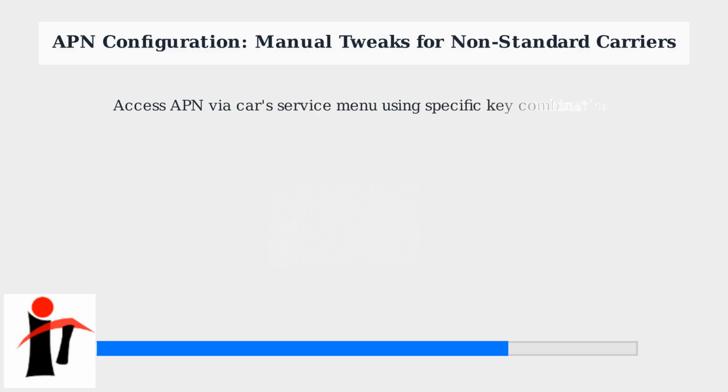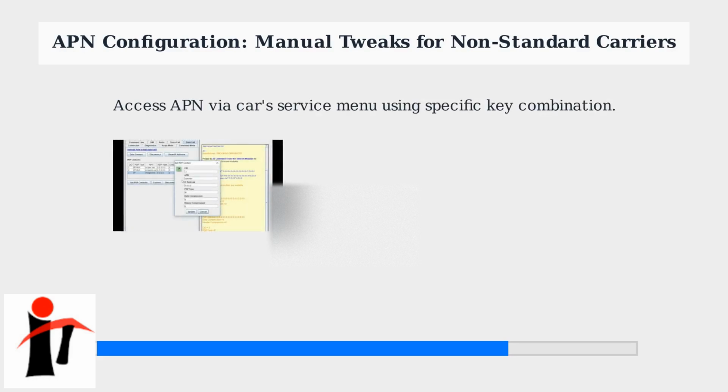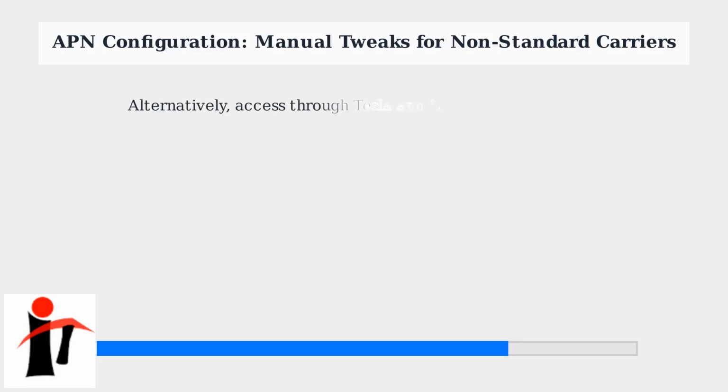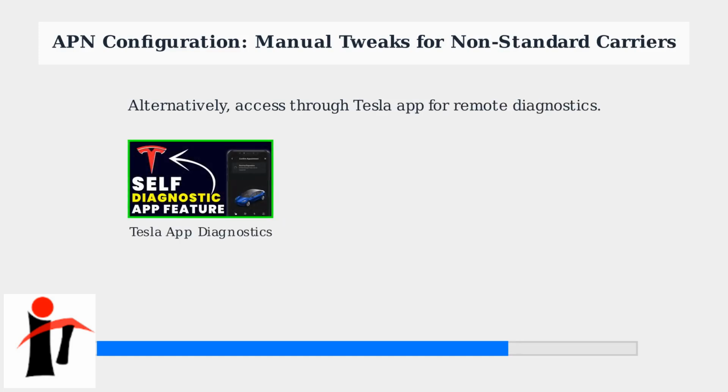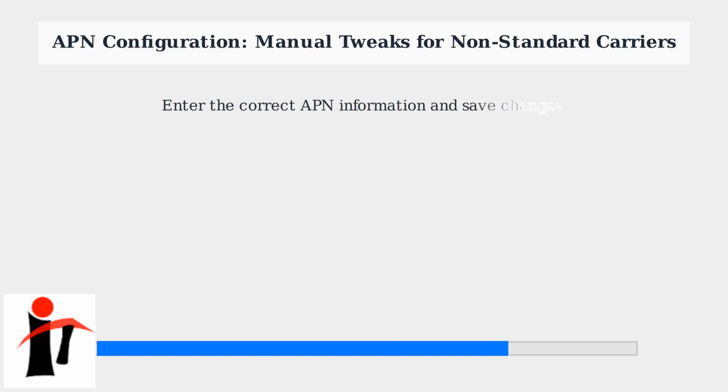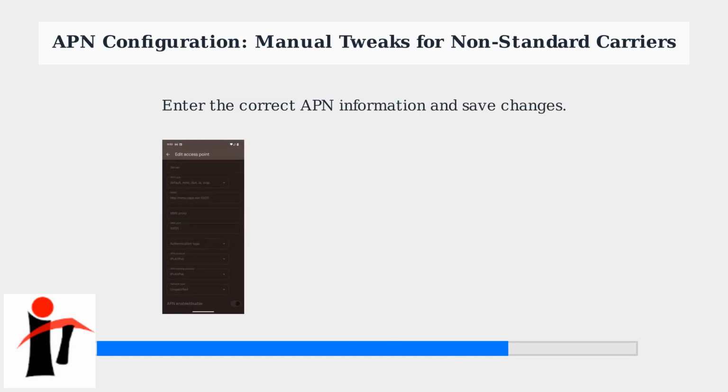To access APN settings through the car's interface, enter the Service menu using a specific key combination on the touchscreen. This advanced menu allows direct configuration of network parameters. You can also configure APN settings remotely through the Tesla mobile app's diagnostics feature. This provides a convenient way to adjust network settings without being near the vehicle. Once accessed, enter the correct APN details, including server address, protocols, and authentication type. Save the changes and restart the vehicle's network to apply the new settings.